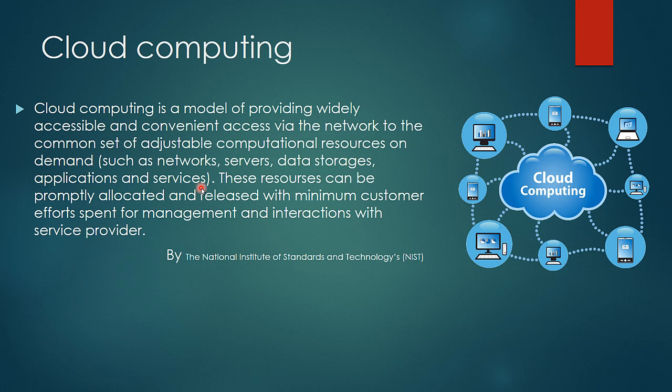The definition from the National Institute of Standards and Technology says, cloud computing is a model of providing widely accessible and convenient access via network to a common set of adjustable computational resources. This is what it is. So our device is connected to the internet, and this is the cloud exposing an API, and the application is talking to this API and utilizing cloud services. So now I believe this is very clear.